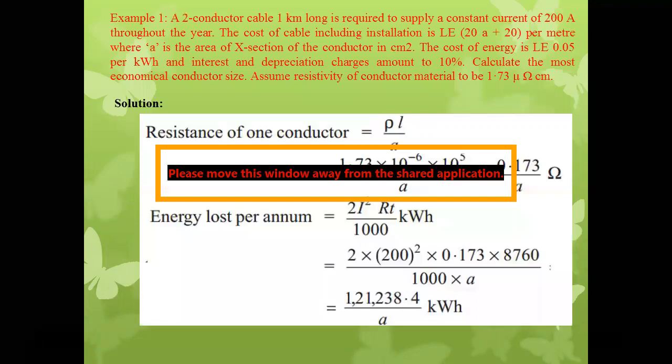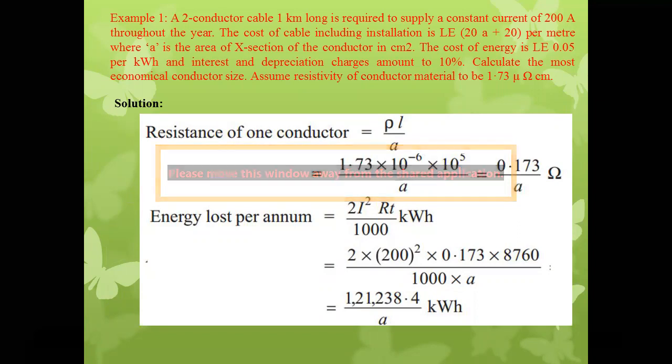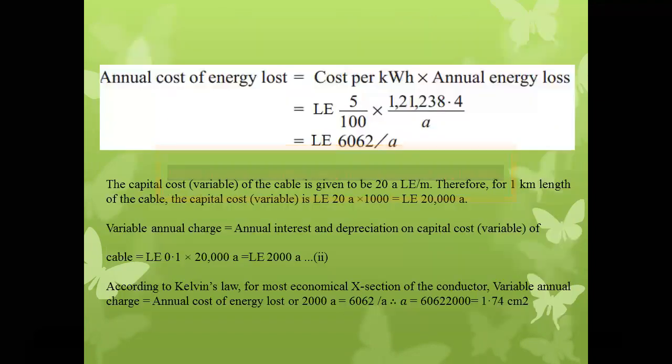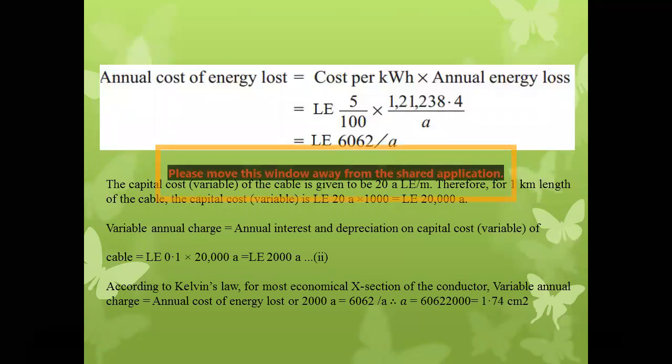Okay, cost of energy per kilowatt hour is 0.05. That decimal is converted into a fraction. 0.05 means 5 by 100. That is what is mentioned here as the cost per kilowatt hour, 5 by 100, which is converted into decimal like that, 0.05.